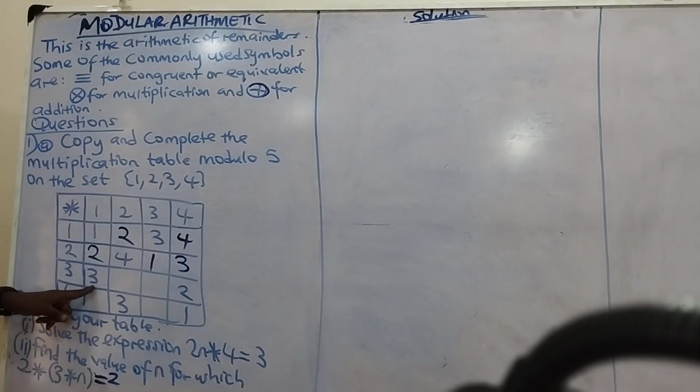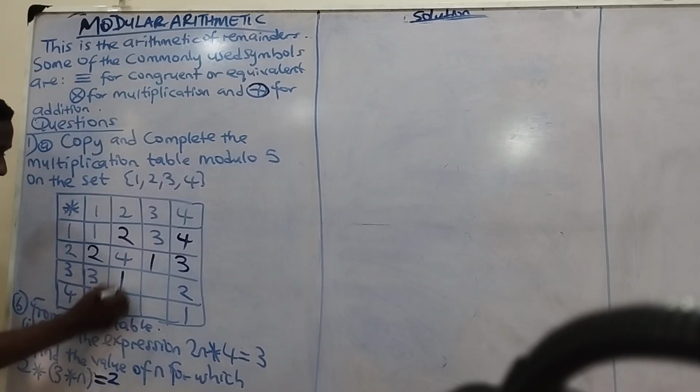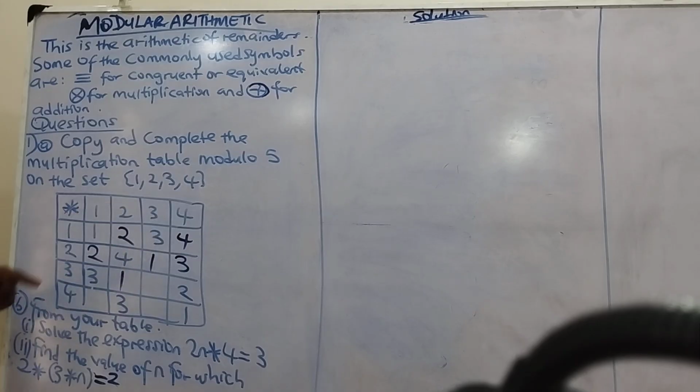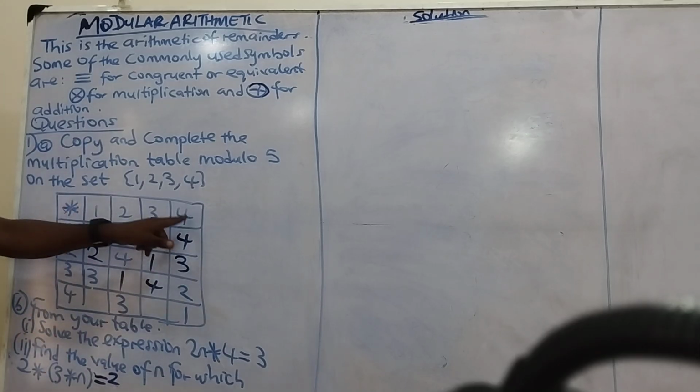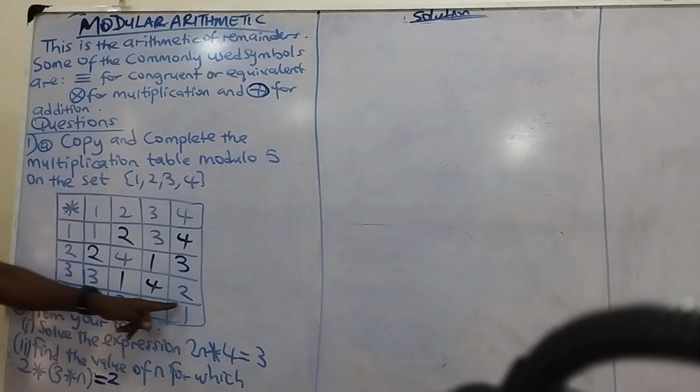3 times 1 is 3, correct? 3 times 2 is 6. 5 going into 6 is 1 remainder 1, so we'll take the remainder 1. 3 times 3 is 9. 5 going into 9 is 1 remainder 4. 3 times 4 is 12. 5 going into 12 is 2 remainder 2. That's why there's 2 here.